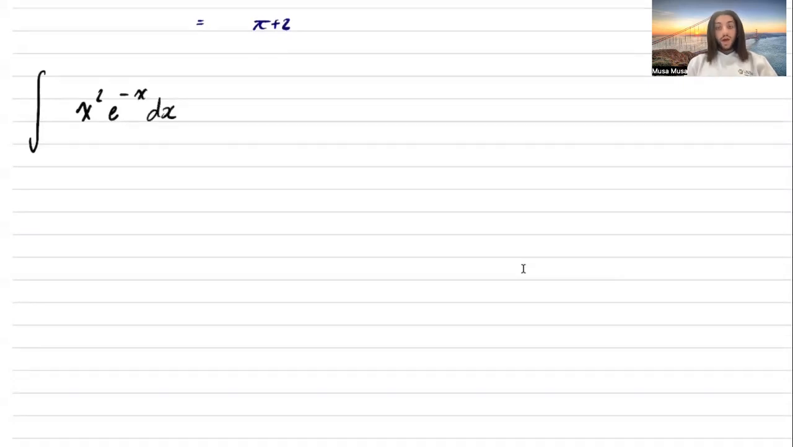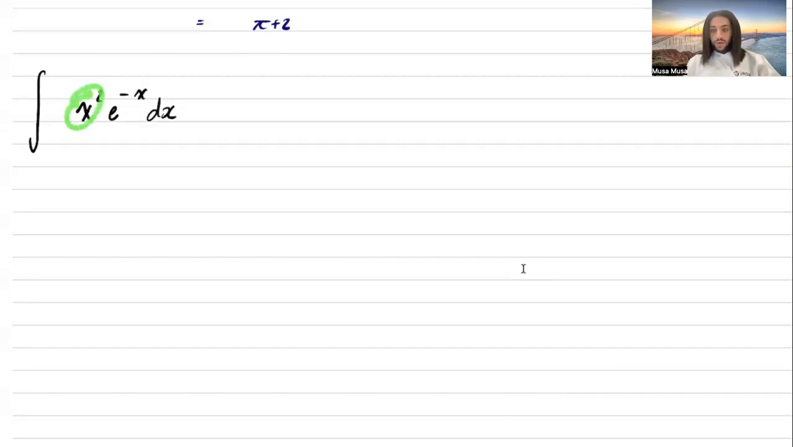dx. Just like before, you're not going to let the polynomial be the v dash. You're going to make this the u because you want to differentiate this. If you make this the v dash and then you have to integrate it, you're going to get a third of x cubed, which is going to make your life harder. So definitely don't do that.